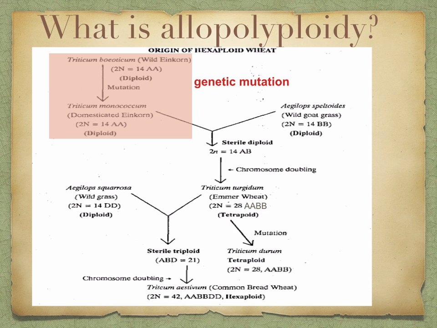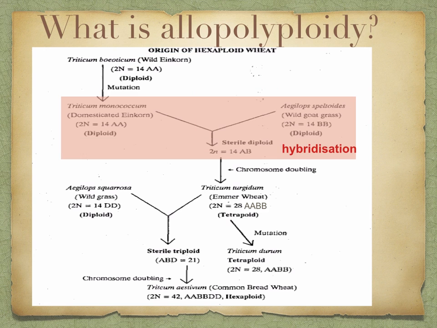Okay, so many years ago, the wild einkorn formed a domesticated einkorn due to genetic mutation. So it wasn't a chromosome mutation, it was a genetic mutation. Now, when the domesticated einkorn and wild goat grass gametes fused, a hybrid was formed.